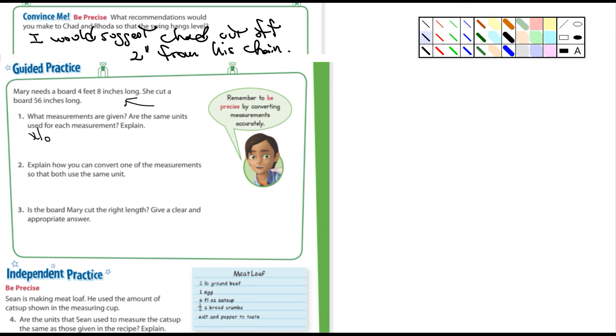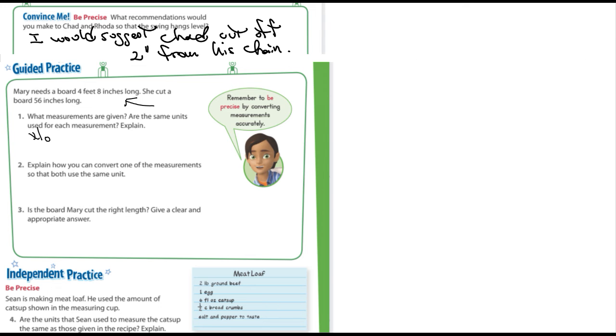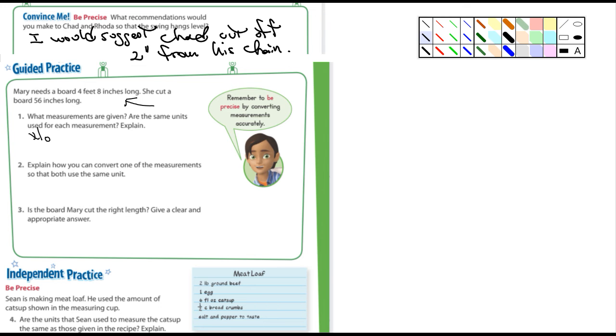Number 3, is the board Mary cut the right length? Give a clear and appropriate answer. Well, I think you can do that. Just put it in your own words. And let me highlight that. That's going to be a class craft question here. All right. And I'm going to give you guys some points here. 500 points in class craft. So there you go. You might want to answer that one.